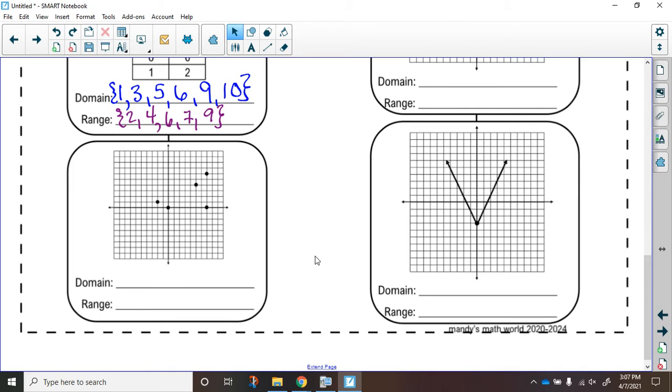Alright, and when we're looking at a graph, so domain again is x. I'm going to work from left to right. So that way, if I'm working from left to right, my numbers are automatically going from smallest to largest. So our domain, we have -2, 0, 5, and 7.